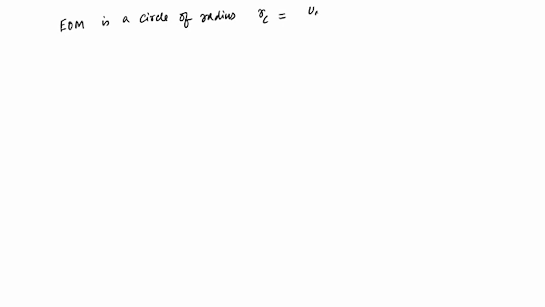This is equal to V0 over omega c, putting the value of omega c, which is mV0 over qB, and we also have that the center of the circle is located at x0, y0. Okay. So, we know now where the center of the circle is located, and we also know the radius of the circle. Okay.